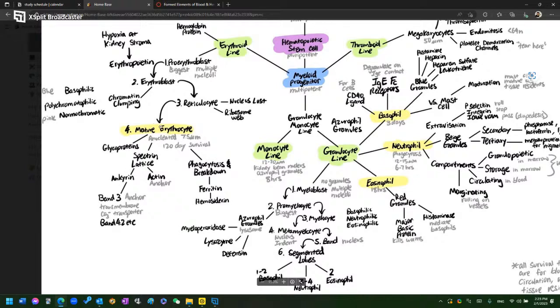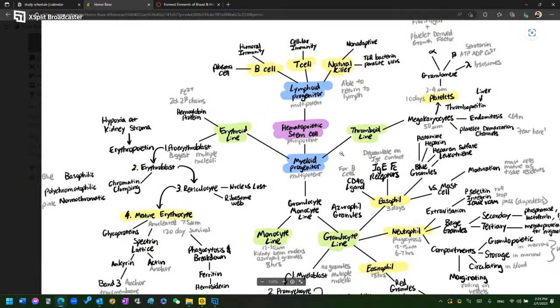And in the breakdown of a mature red blood cell after 120 days is phagocytosis, and then it turns into ferritin, and then hemosiderin. These are the storage molecules that are found mostly in macrophages. So that's red blood cells.